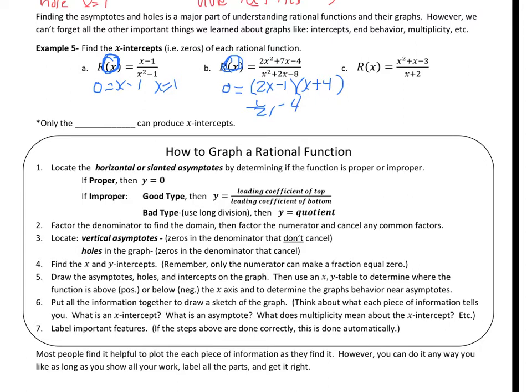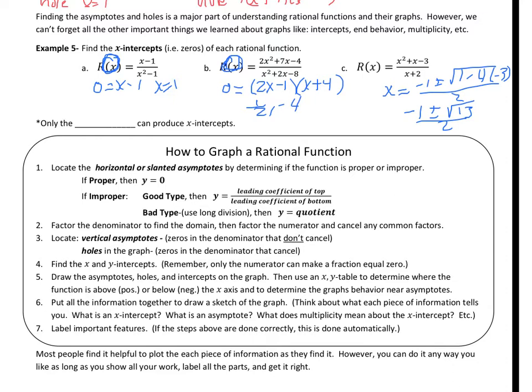So part C then. 0 equals the numerator. Does that numerator factor? It doesn't, so what are we going to do? The quadratic formula, very good. So x equals negative b plus or minus the square root of b squared minus 4 times a, which is 1, so we're not even going to write it, times c, all over 2a. So that's 13. So here your x-intercepts are negative 1 plus or minus the square root of 13, all over 2.